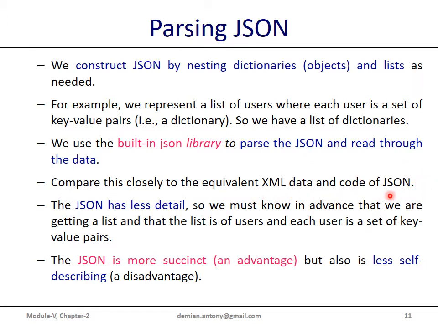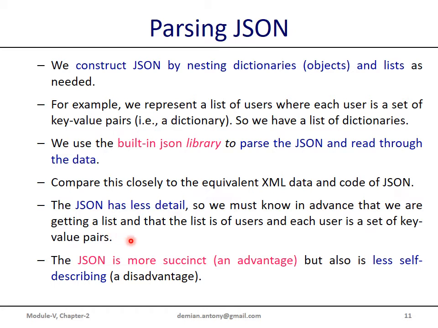Definitely you will find JSON code is more readable than XML, and simple also, because JSON has very less detail. Every information is represented in the form of key value. There is no concept of root, first child, second child, and no concept of attributes and all that. Ultimately, we are getting a list of dictionaries, and each dictionary has key value pairs. This is the concept of JSON.